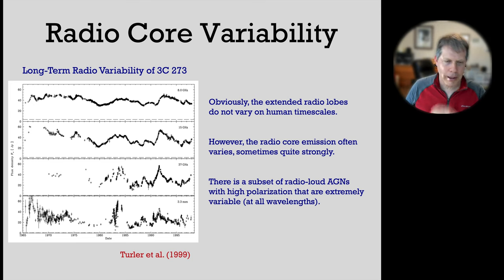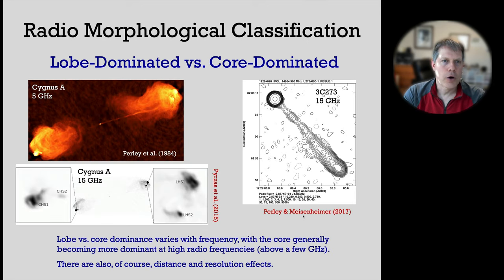These are the so-called blazars, for example, that I will talk about later on. Okay, now I want to say a few words about the morphological classification of these radio loud active galactic nuclei according to their radio emission. There are a number of ways that these radio sources are classified morphologically. I'm just going to give you the essentials.